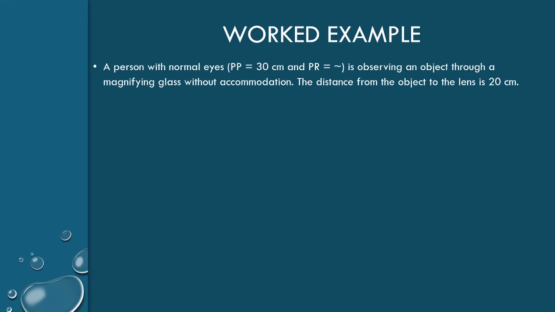A person with normal eyes, meaning PP equals 30 cm and PR equals infinity, is observing an object through a magnifying glass without accommodation. The distance from the object to the lens is 20 cm.